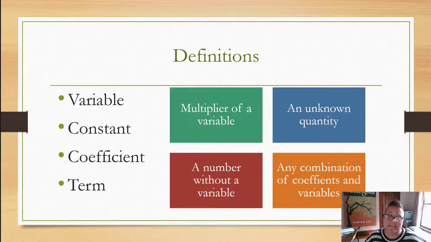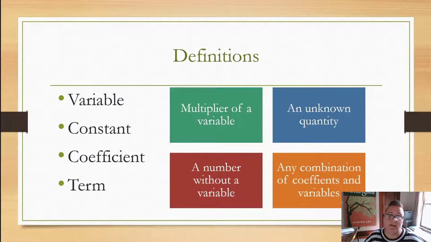A constant is the second word we want to talk about. A constant is just what it is. It is a number without a variable. The value of 7 is constant. The value of 7 is 7. It never changes. 7 is not suddenly worth 6.5 or 0. The value of 7 is constant. So 7 is a constant.